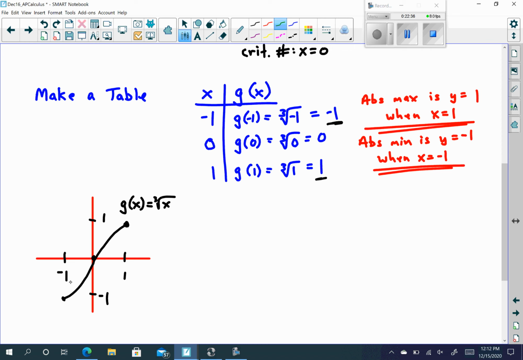So let's write this in. This is the absolute max: y equals 1 when x is equal to 1. Down here we have the absolute min: y equals -1 when x is equal to -1. So this is how we could use the derivatives to help us find extreme values.